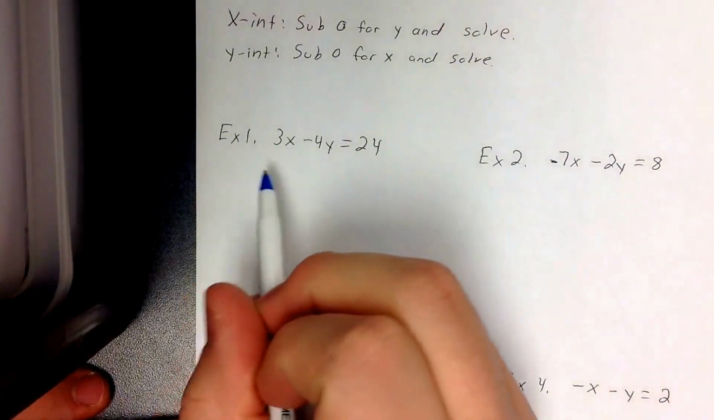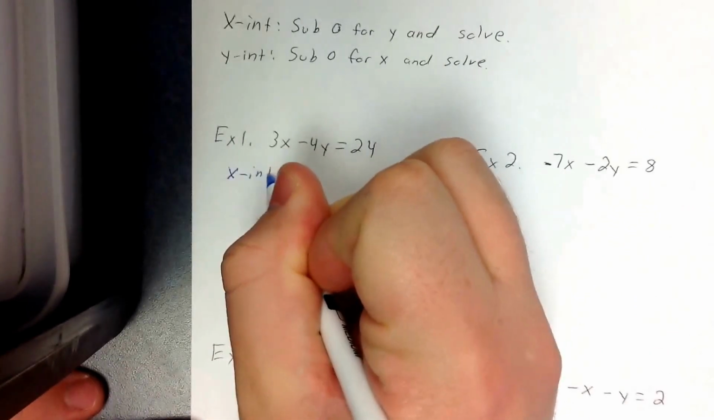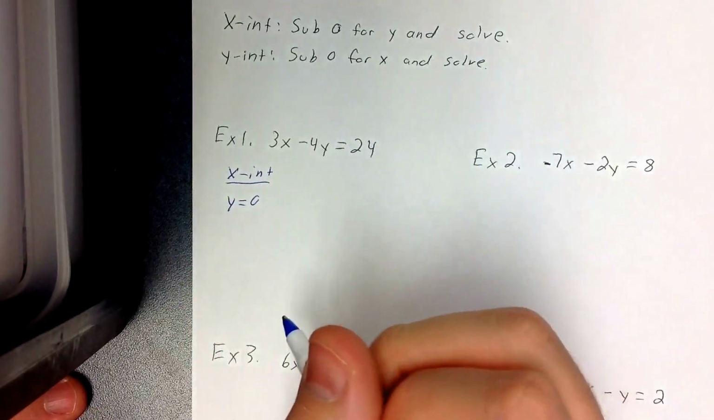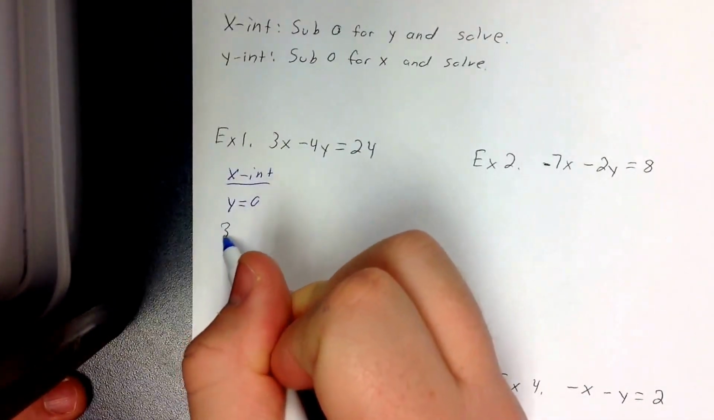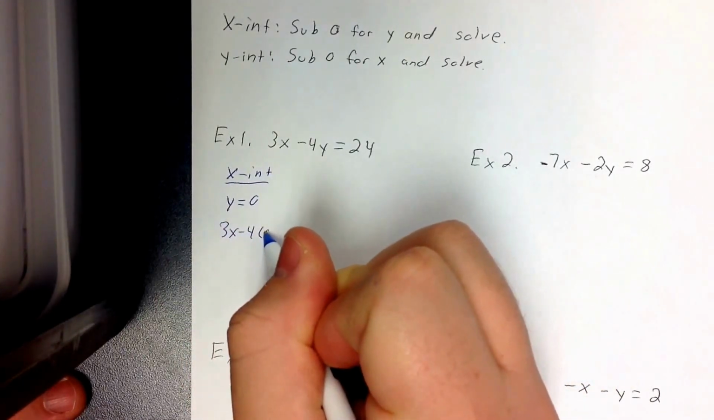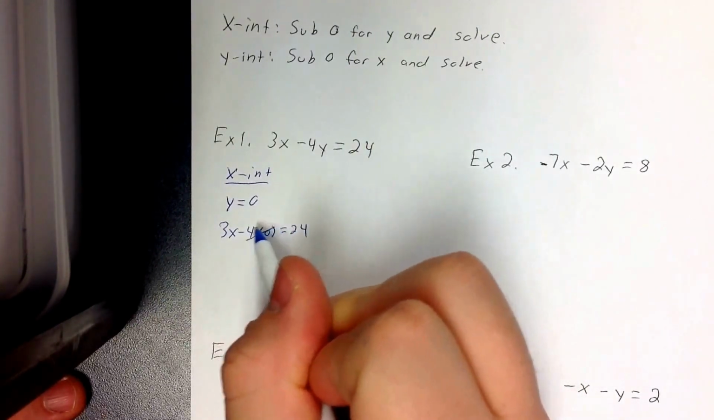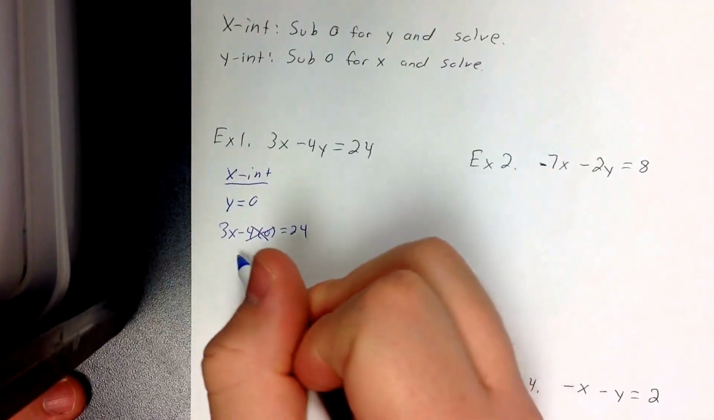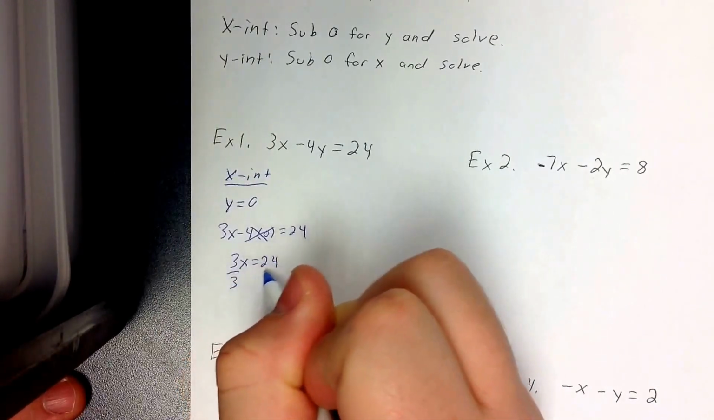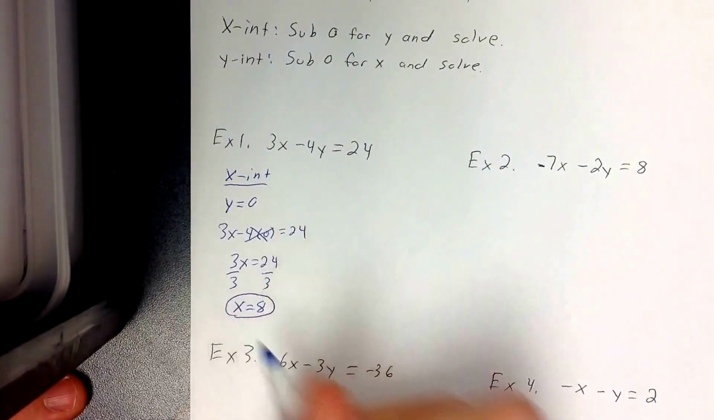So if I take my first example, 3x minus 4y equals 24. Again, if I want to find the x-intercept, I'm going to put in 0 for y. So what that means is I take my equation, 3x minus 4, but instead of putting the y, I'm going to substitute 0 equals 24. Now 4 times 0 is 0, so that goes away, and I'm left with 3x equals 24, and that's just a one-step equation, so I divide both sides by 3 and I get x equals 8. So the x-intercept would be 8 on the graph.